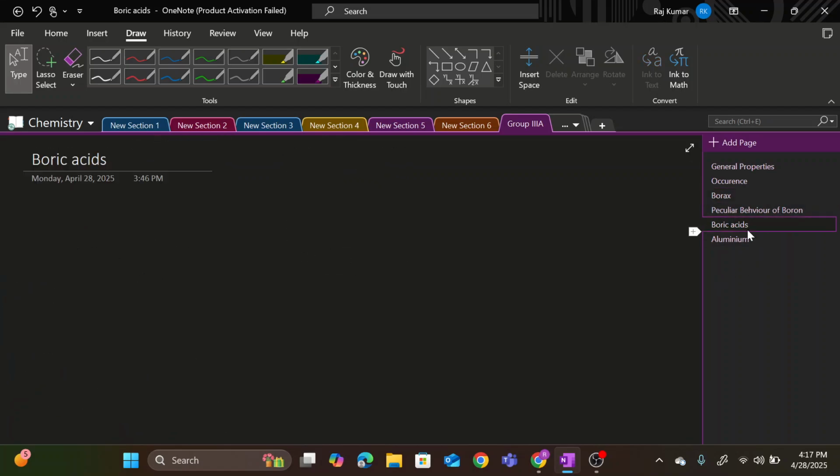Now let's come to the second part, which is boric acid. Now boric acids are of four major types. Number one is orthoboric acid. This is the most stable boric acid and of most importance, so we are going to study this in detail. H3BO3.